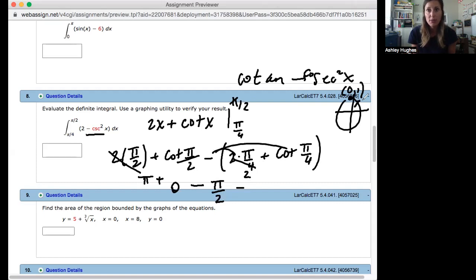Tangent and cotangent of pi over 4 are 1 because we have the root 2 over 2, root 2 over 2. So y over x and x over y are both 1. So I have pi minus pi over 2. So that'd be pi over 2 minus 1.